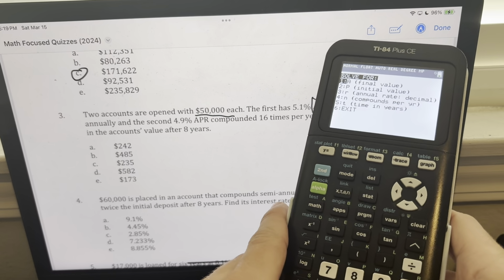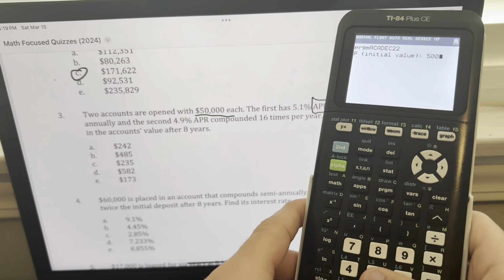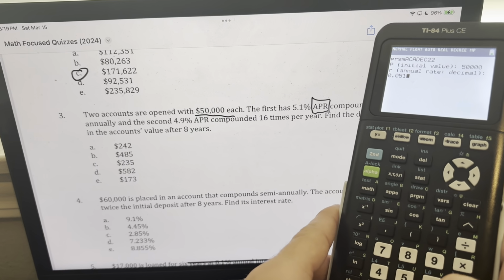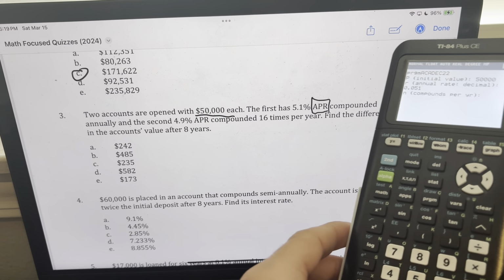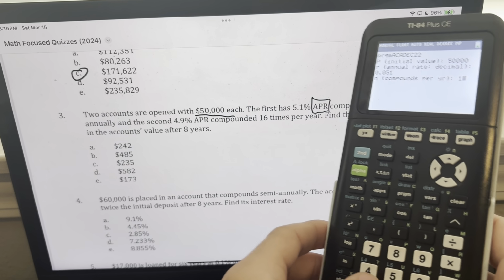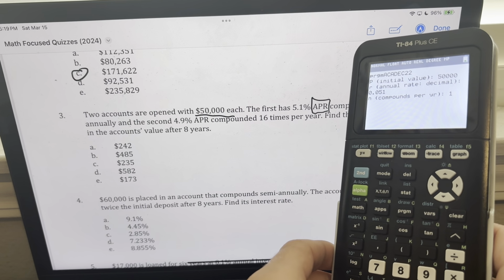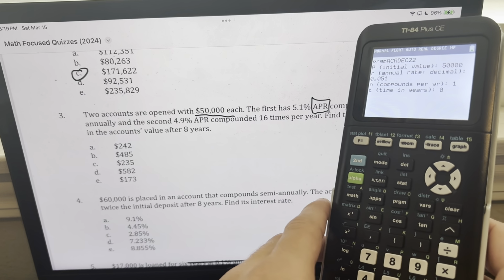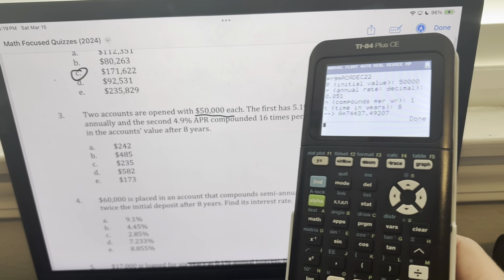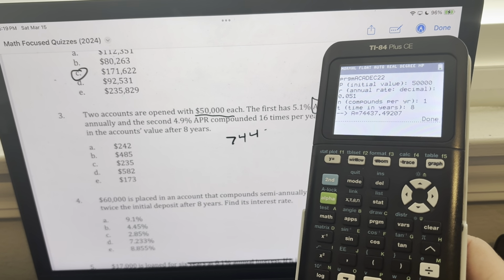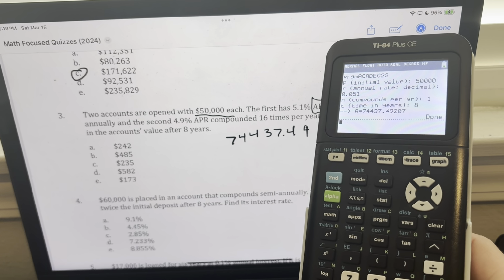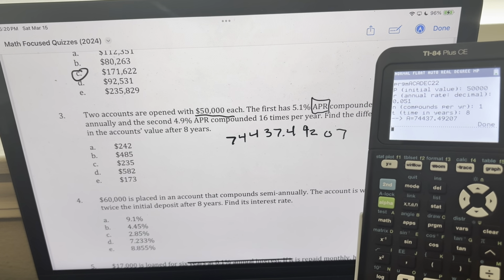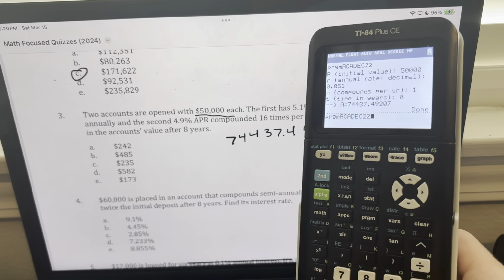So first one is finding the final value for $50,000 initially at a 0.051 APR, compounded annually once. And then how many years? We have 8 years because we're finding it for 8 years for both of them. And so we're going to go ahead and write down this number so we can remember it for later. 37.49207.